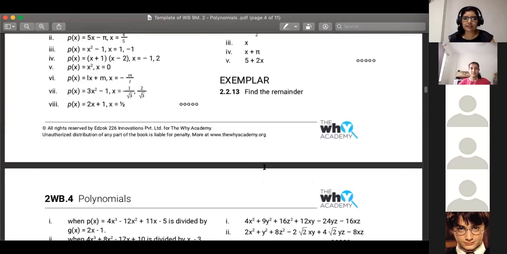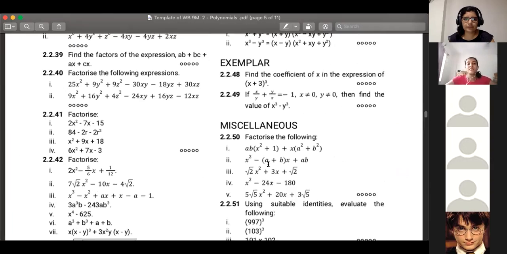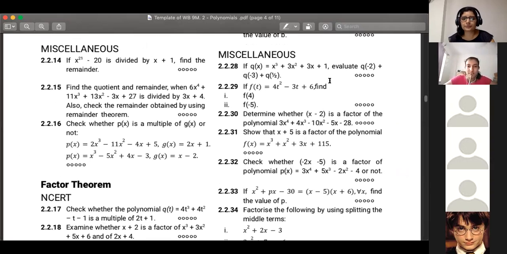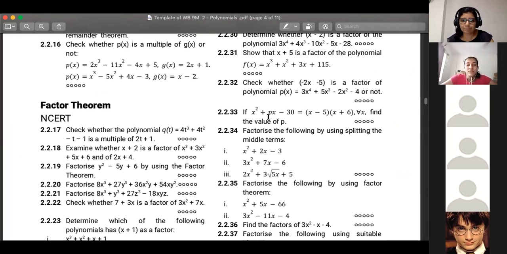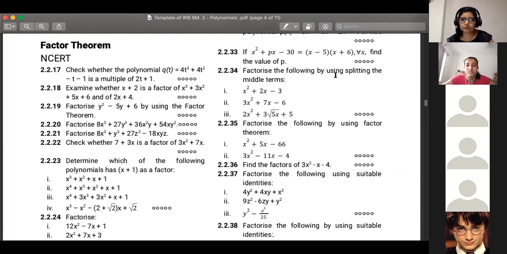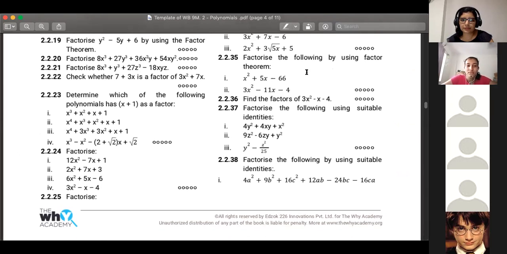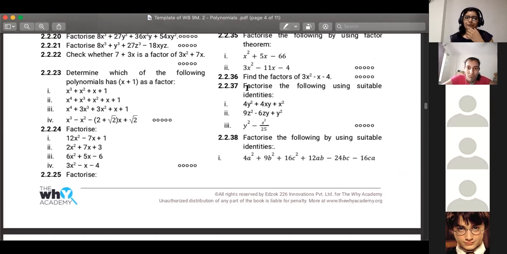So remainder theorem, factor theorem, we did that yesterday. Factorization problems, these problems I hadn't given. Factorize by splitting the middle term using factor theorem. Find the factors. Look at this. Factorize the following using suitable identities. Look at number 37. The first one, 4y square plus 4xy plus x square. Which identity will fit?